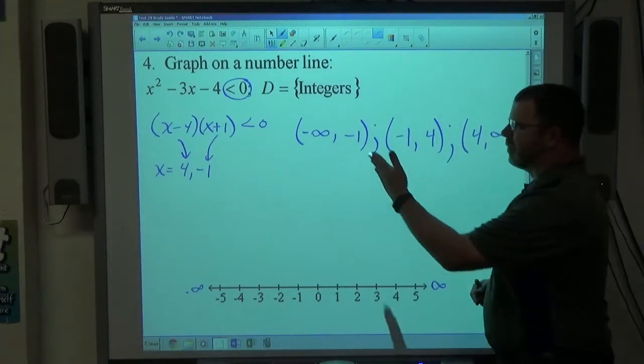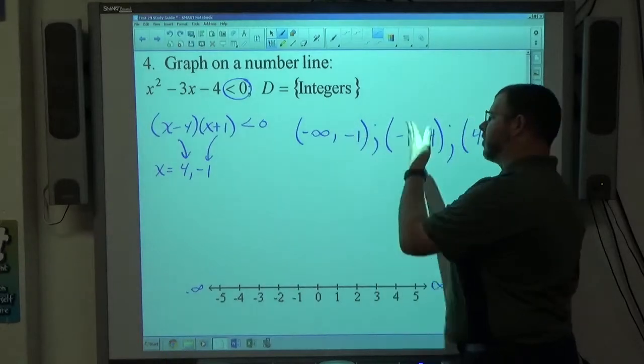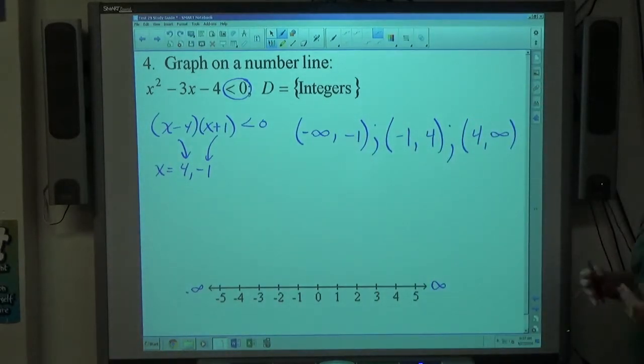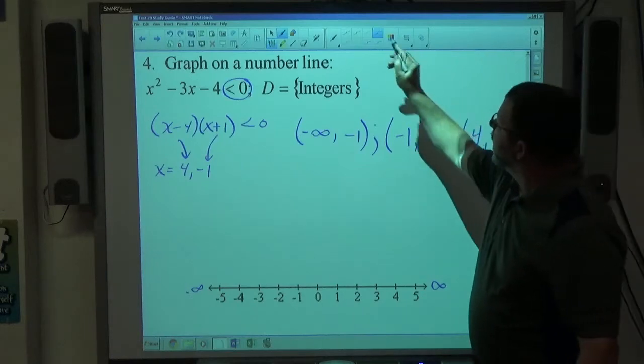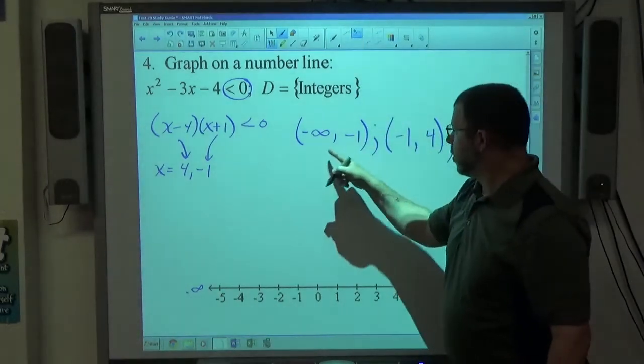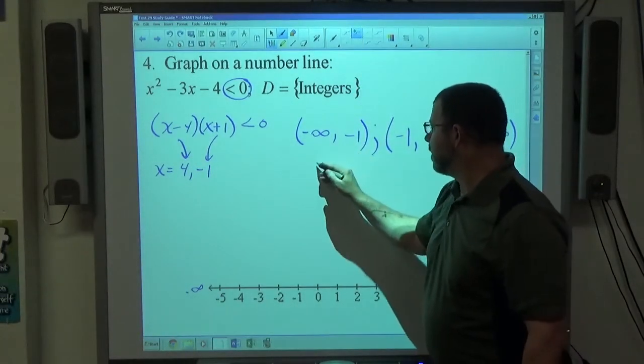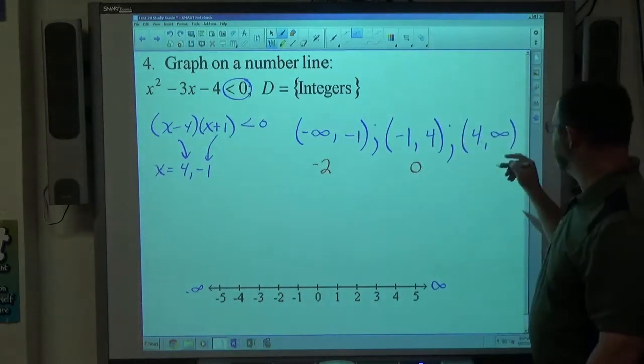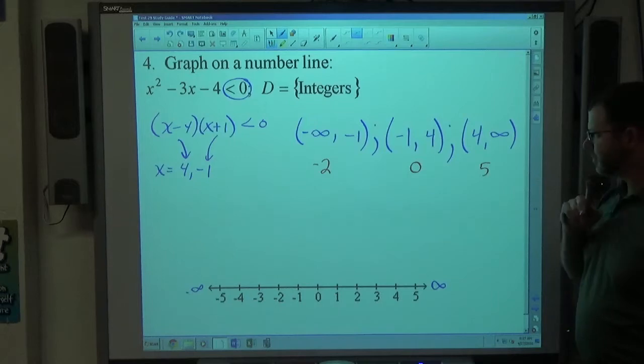And again, this is just something between negative infinity and negative 1. Something between negative 1 and 4. Something between 4 and infinity. That's all those intervals mean. Then I'm going to pick a number within those intervals. So pick a number between negative infinity and negative 1. I'm going to pick negative 2. Between negative 1 and 4, I'm going to pick 0. Between 4 and infinity, I'm going to pick 5.